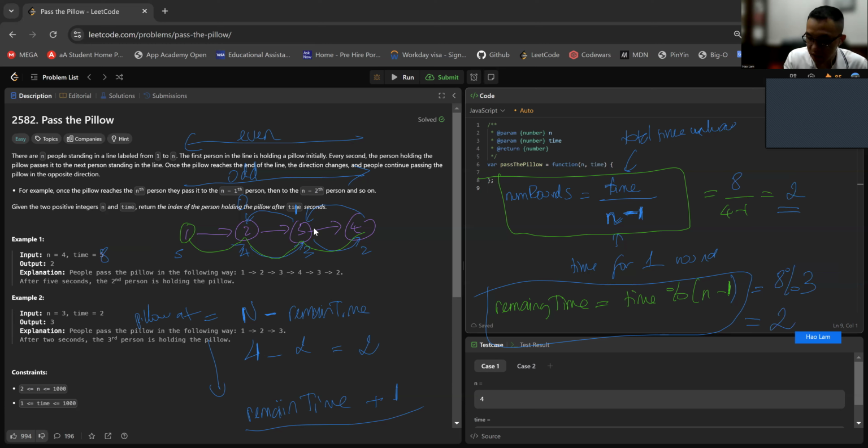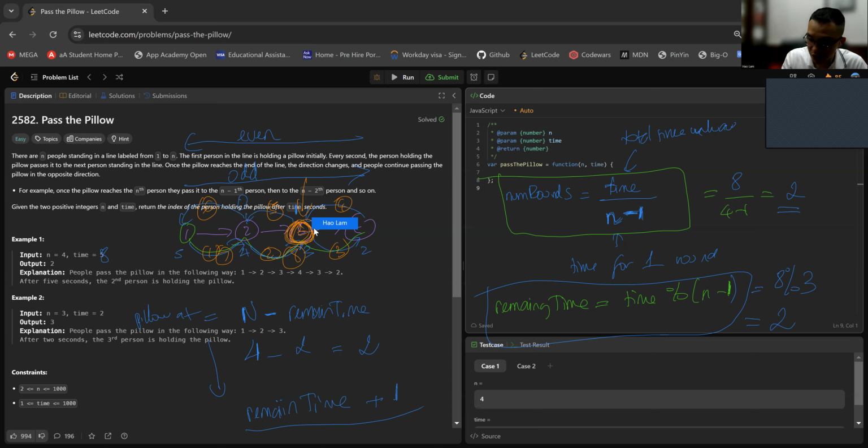So in this case, if we have 8 seconds, we can go 2 full rounds, okay? And the remaining time is 2, right? So remember previously we are at 2. Now because we have 3 more seconds, we can go 3 more times. So 1, 2, and 3. So we are over here. 1, 2, 3, 4, 5, 6, 7, and then 8. So the pillow is here after 8 seconds, right?